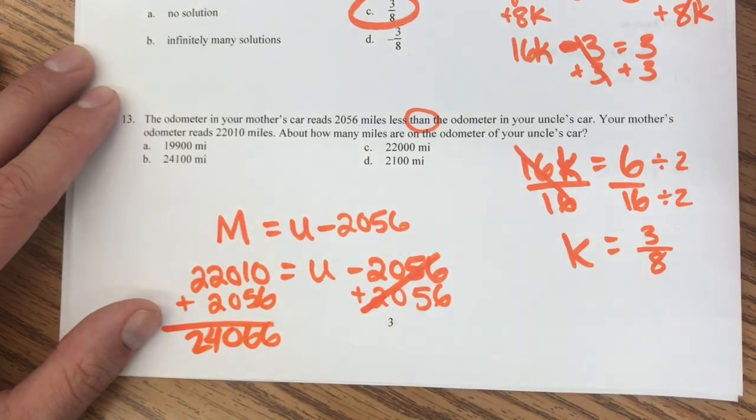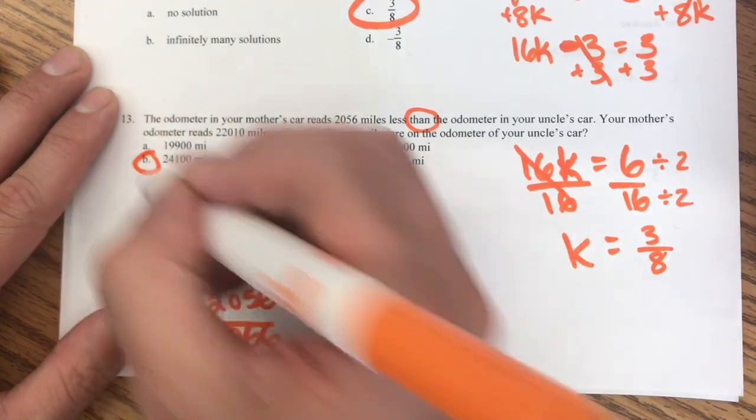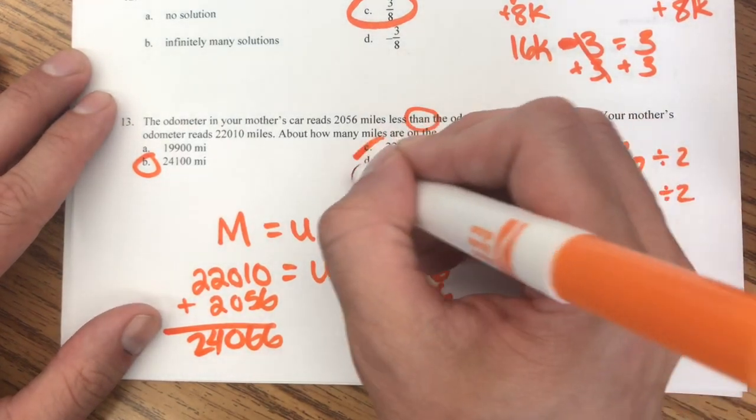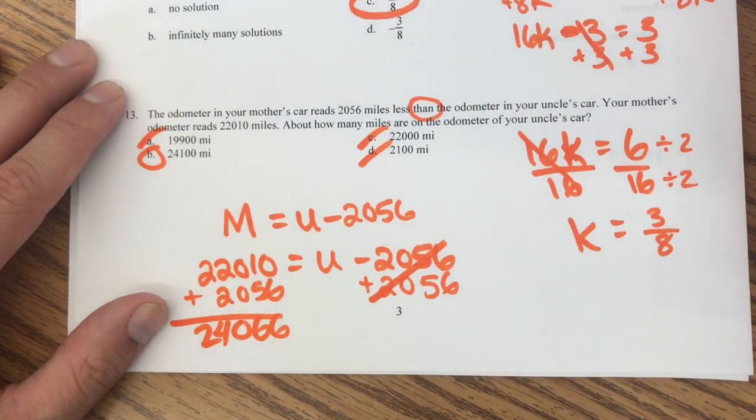I'm looking at the answers here, and 24066 does not match up. But 24066 is about 24100. Definitely not you, definitely not you, definitely not you.